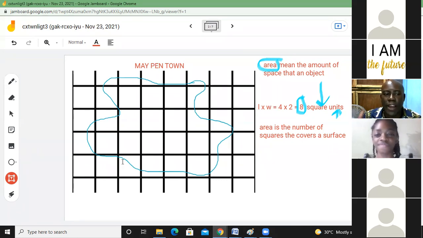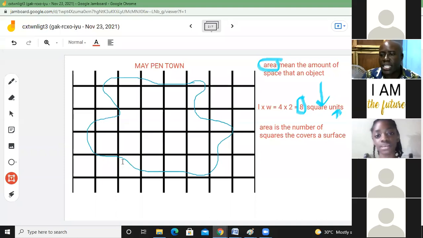It is a very irregular shape all the time. Look at Jamaica. There is no length and width. It's just in and out, in and out. But are we able to find, you understand? Are we able to find the area of Jamaica? Yes, we can. We can drop a big grid over Jamaica and count.